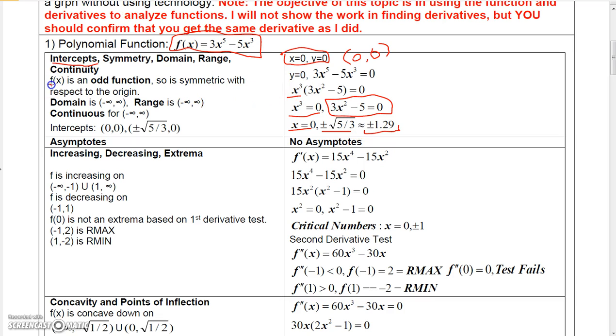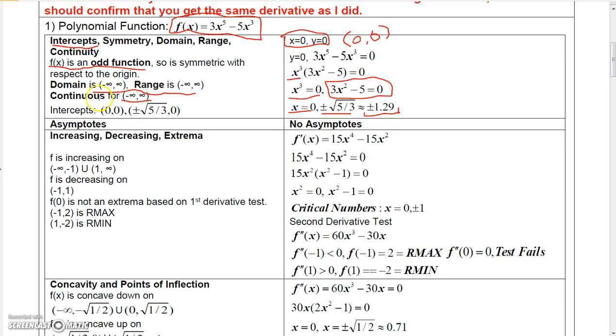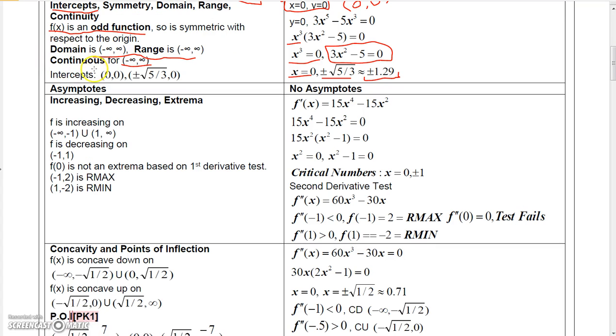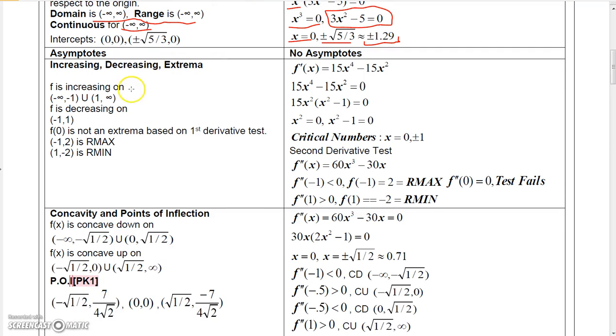Now, if you evaluate the function at negative x, you'll actually get minus f of x. So that tells us it's an odd function, so it's symmetric with respect to the origin. Since it's a polynomial, its domain is all real numbers and range is all real numbers, and it's continuous throughout its domain. And we already talked about the intercepts. Okay, we're not going to have asymptotes on polynomial functions, so we can skip that.